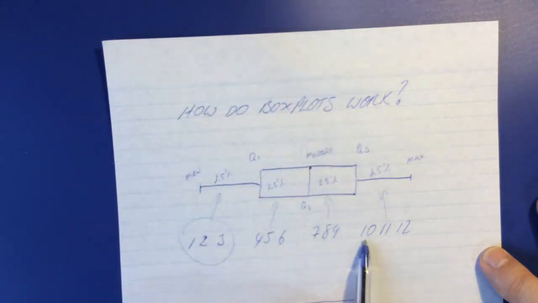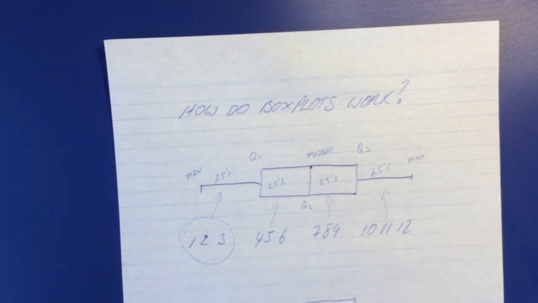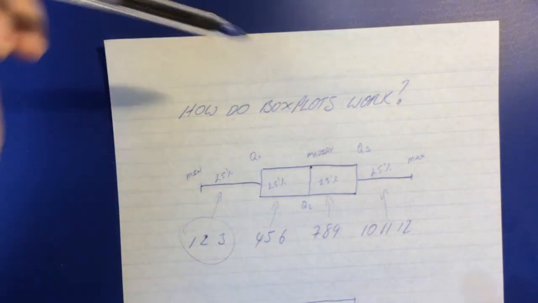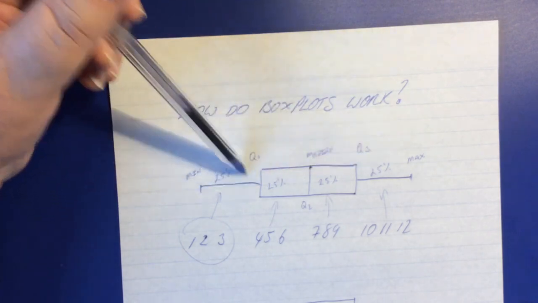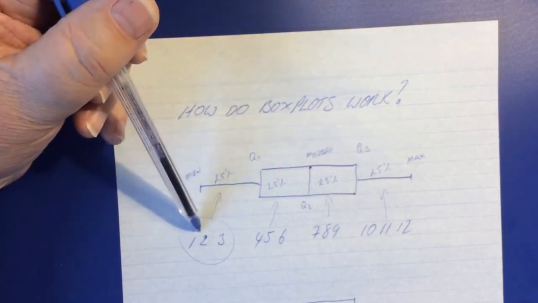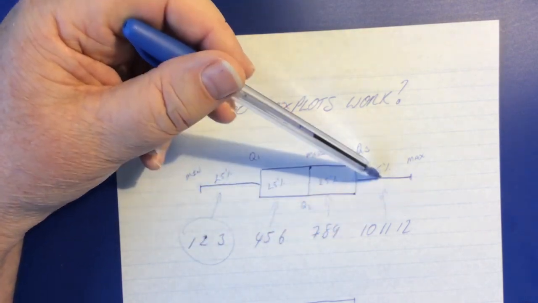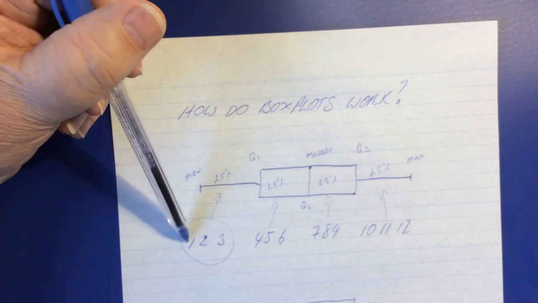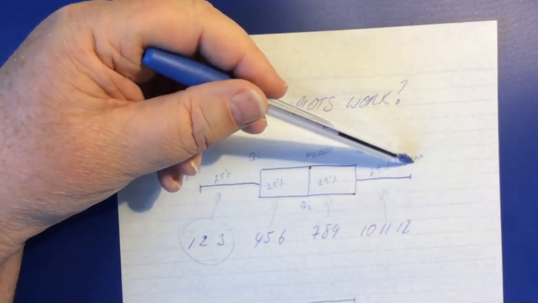Now, it so happens that these are nice and neatly in order, but they don't have to be. And when we get further into box plots, we'll look at that. But I just want to get the idea across that the data is divided up into 4 equal groups. 1, 2, 3, 4, 5, 6, 7, 8, 9, 10, 11, 12, and they belong here. 1 is the minimum value. 12 is the maximum value.